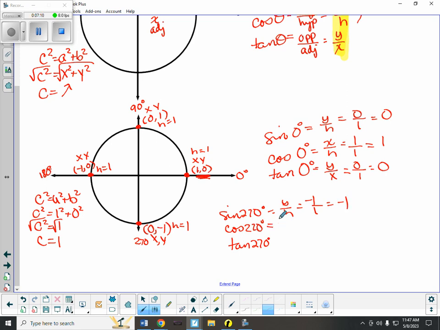Cosine is x over h. Your x value at 270 is 0. Your h value is 1. So 0 over 1 is 0. Tangent of 270 would be y over x. So your y value is negative 1. Your x value is 0. Now, remember, we can never divide by 0 in math, so that is undefined.